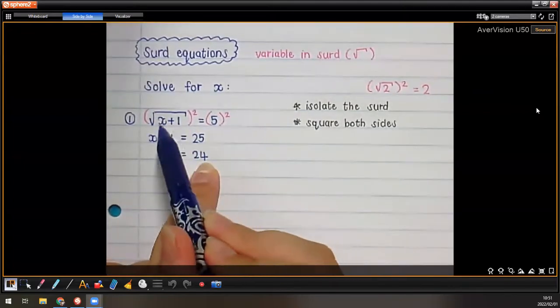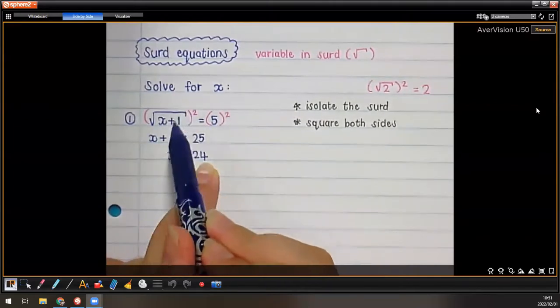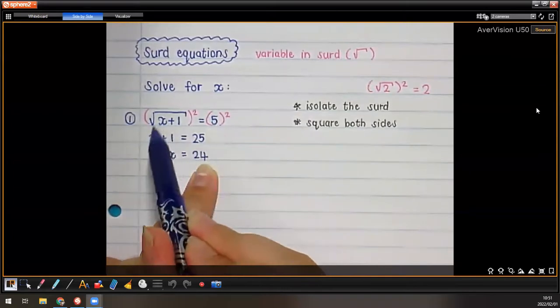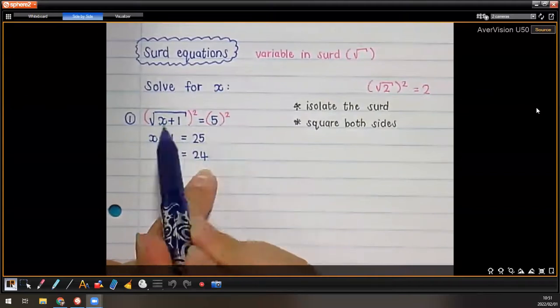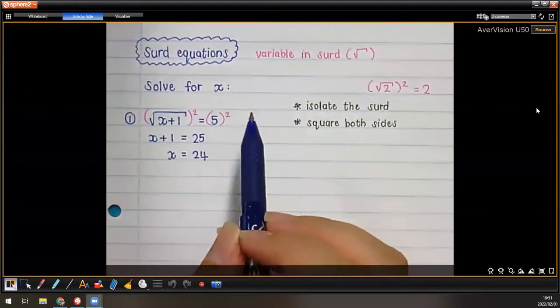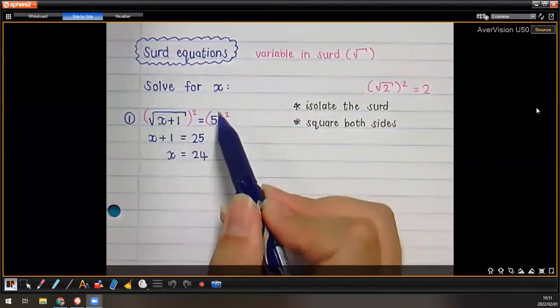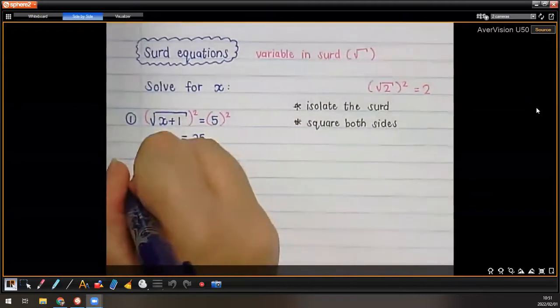So in the circle, we're going to have 24 plus 1, which is 25, right? What's the square root of 25? It is 5. Okay, so if x is 24, if I actually take that value and put it back into my original equation, it does work. Right, it does equal the square root of 24 plus 1 is equal to 5. Okay, so it does work. Right, next example.